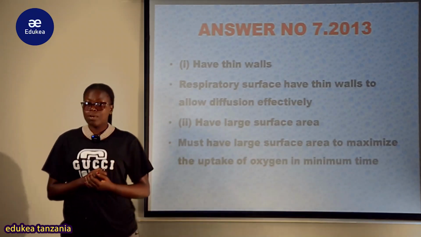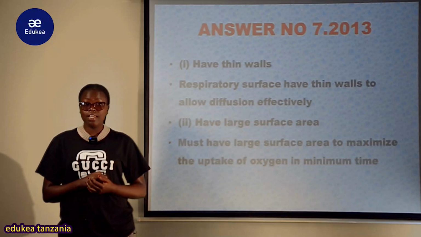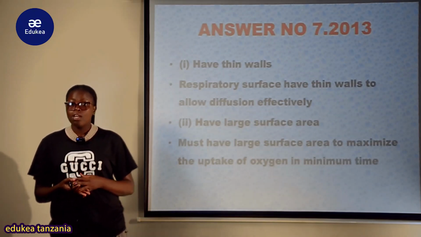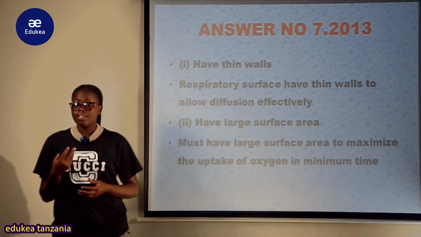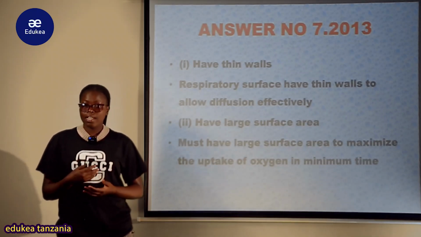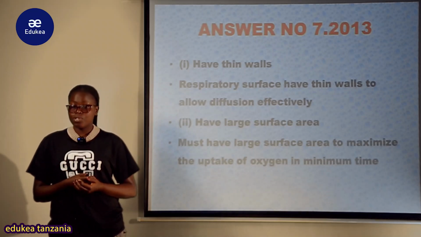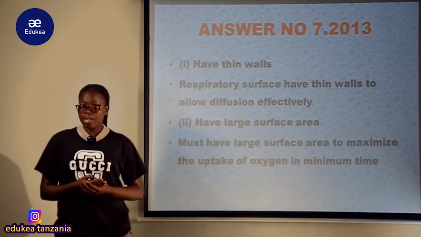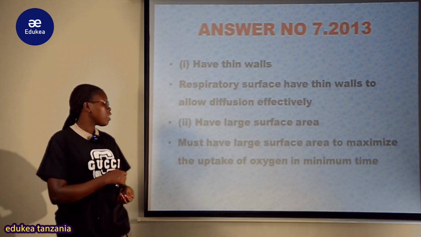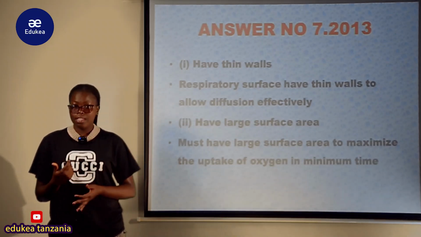And the last question for question number 7, Roman C, tuliambiwa kwamba to state kwa nini the respiratory organ or respiratory surface wanakuwepo na thin wall na vile kwa nini wanakuwepo na large surface area. Swali limejengeka katika characteristics of the respiratory surface. Sema kwamba one of the characteristics of the respiratory surface inatakiwa iwe na thin wall. Kwa nini iwe na thin wall?